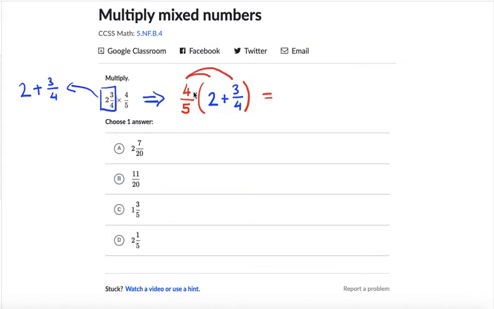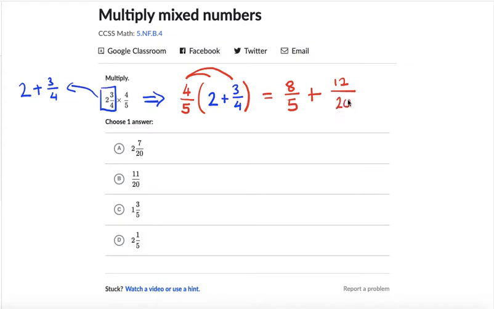So we distribute. That gives us 4/5 times 2, which is 8/5. Plus, now we have 4/5 times 3/4. A little bit messier. Numerator times numerator: 4 times 3 is 12. And denominator times denominator: 5 times 4 is 20.